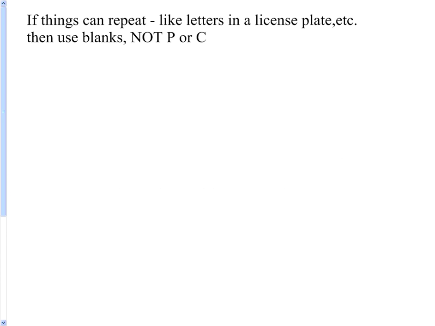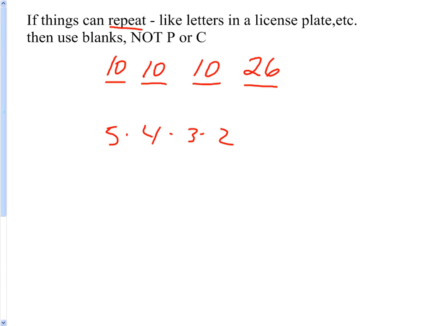Okay, we're almost done. If things can repeat, like letters in a license plate, then use blanks, not P's or C's. Because if you use P's or C's, they're assuming that your numbers go like this, 5 times 4 times 3 times 2. They're based on those. And if things can repeat like license plates, then you could say, well, there's 10 choices, and there's 10 choices of number, and there's 10 choices of number, and then there's one letter, and there's 26 choices of that. These could all be repeats, so they don't go down like your other math problems are expecting them to, or your methods. So use blanks for things like license plates.